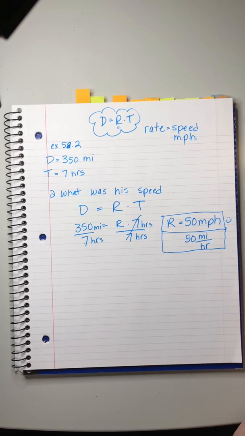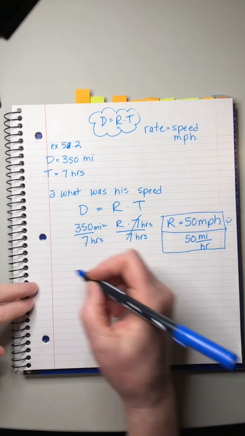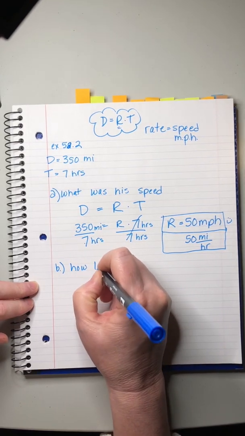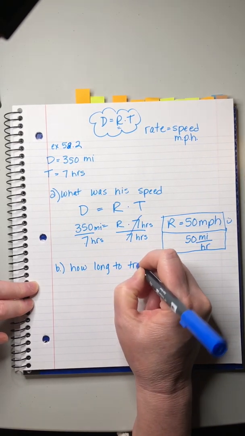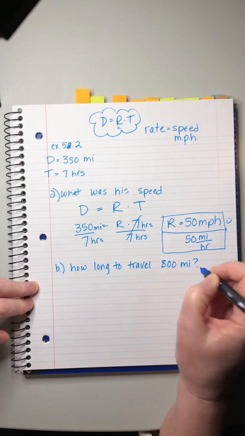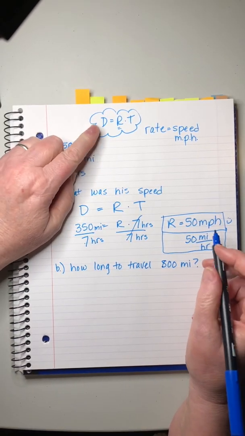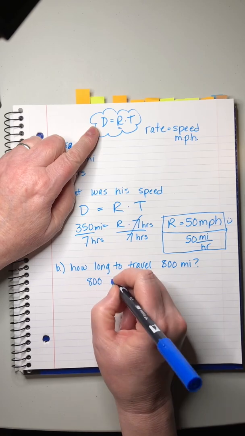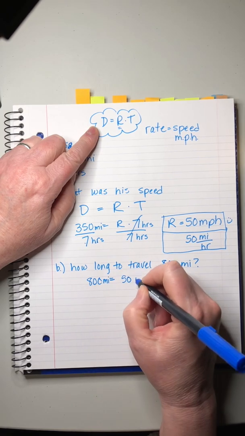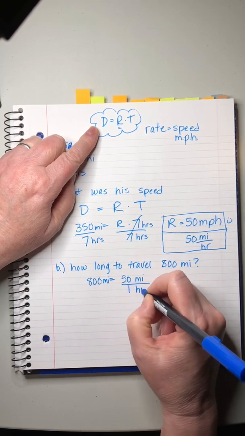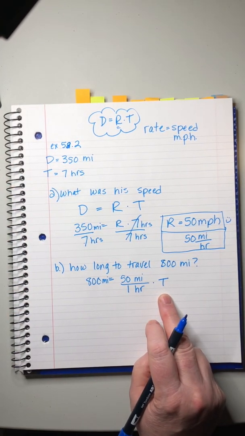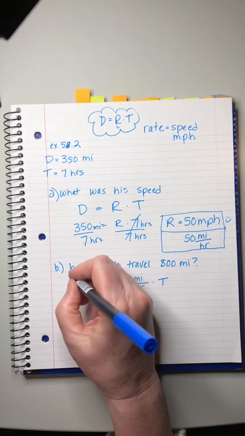Okay, B, how long would it take him to travel 800 miles? So how long to travel 800 miles? All right, again, we just look at our equation here. Now our distance is 800 equals, and our rate is 50, this is 800 miles, miles for every 1 hour. And then if we multiply that by the time, that will be our answer, right? That's what we're trying to find, how long.